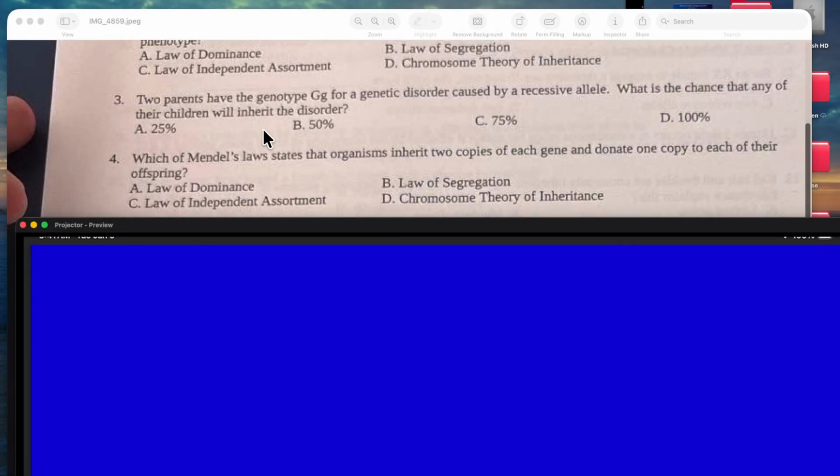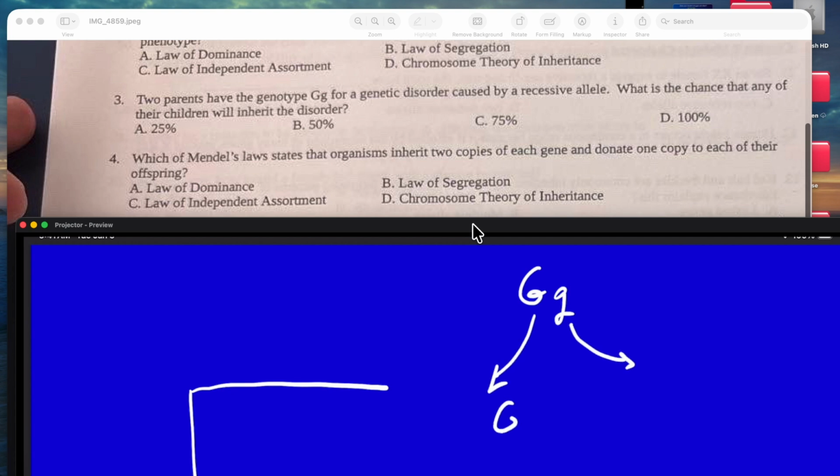For number three, we are told that two parents have the genotype heterozygous, capital G, small g, for a genetic disorder caused by the recessive allele. What is the chance that any of the children will inherit the disorder? Remember, the Punnett squares have the potential gametes along the top and the side. During meiosis, when gametes are formed, one of these alleles is going to go to one gamete and the other allele is going to go to the other gamete.